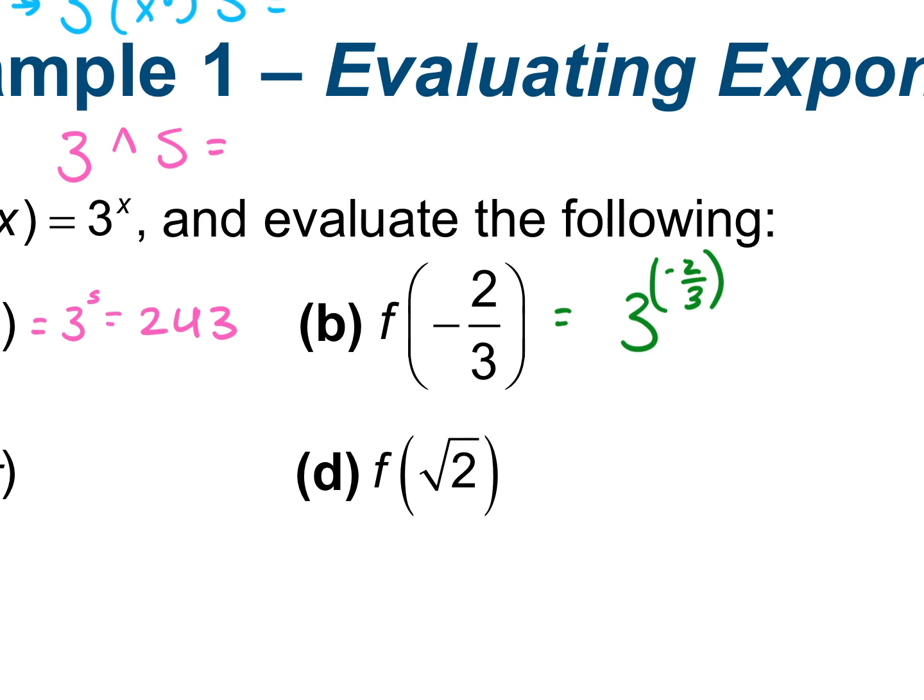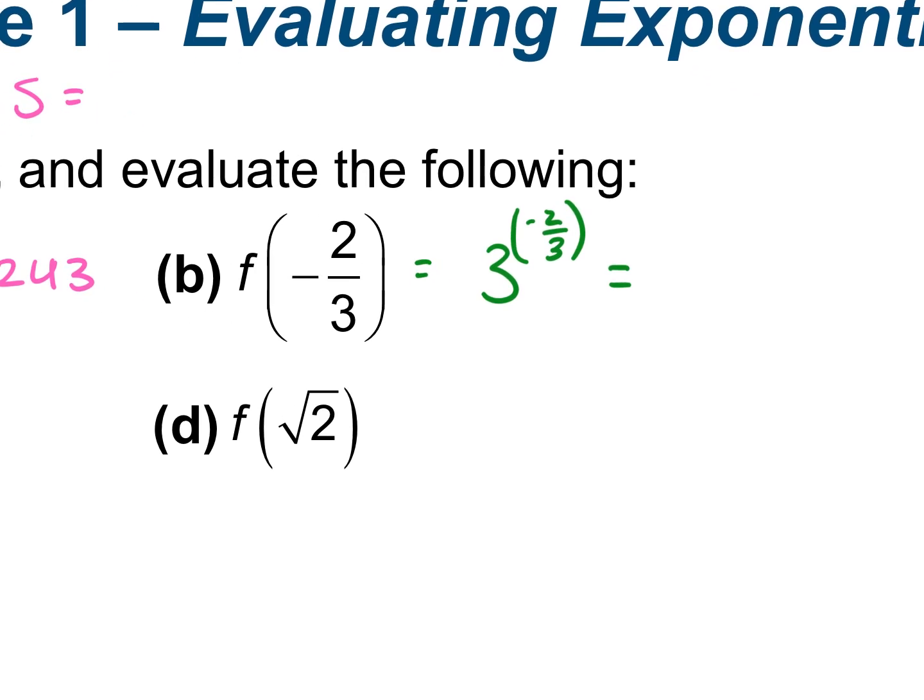So I'd say 3 to the power of negative 2. My calculator doesn't have a fraction button, so I would click divided by 3. Some calculators do have a fraction, but this would be 0.4807. On WebAssign, it wants you to round to 3 decimal places, so we would round up, so it'd be 0.481.